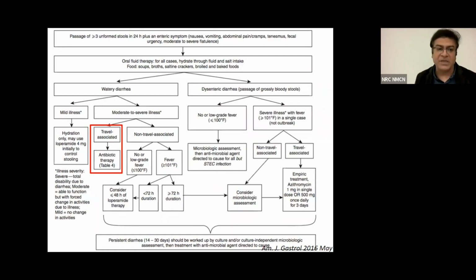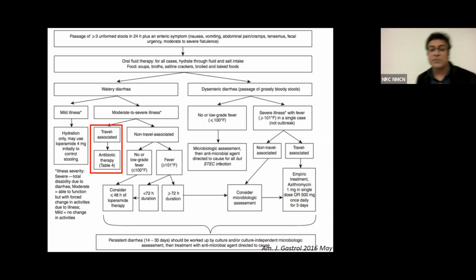severe illness. So mild illness, only hydration, and the mild illness is defined by no change in activities. That obviously means that the disease is not severe, not too many stool frequency, and no other significant problem as such. Moderate, again, the patient is able to function, but with forced change in activities. This is what moderate disease is. Again, this is very subjective, but this is what the guidelines mention. Severe is, again, total disability to do anything.